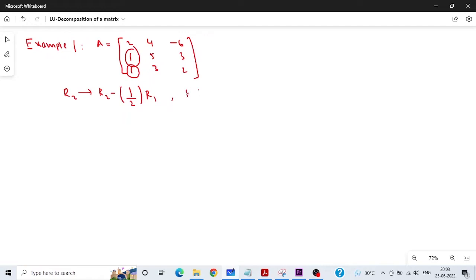For the third row, it's going to be R3 changes to R3 minus, again I think it's going to be (1/2), I'm writing in brackets, R1. So by these two operations, the entries which are circled are going to get changed to 0.